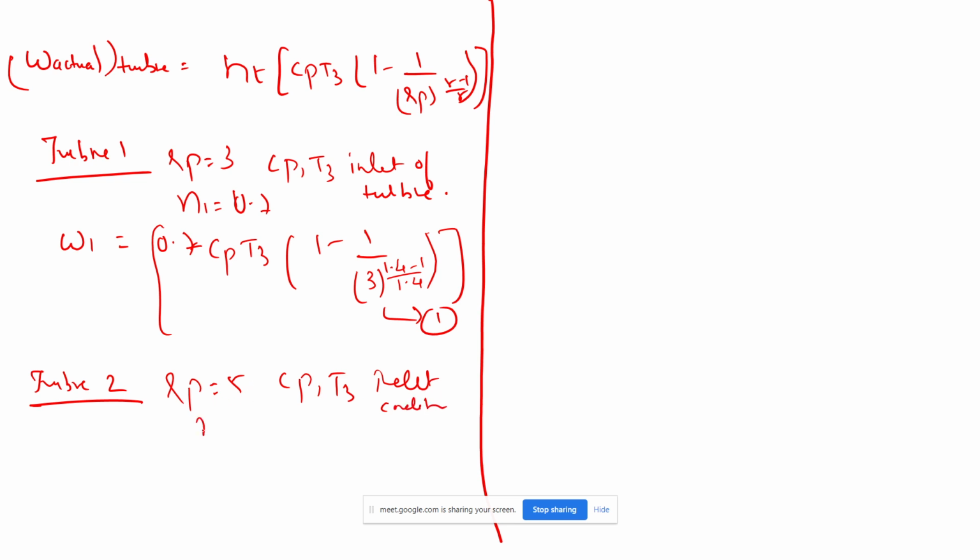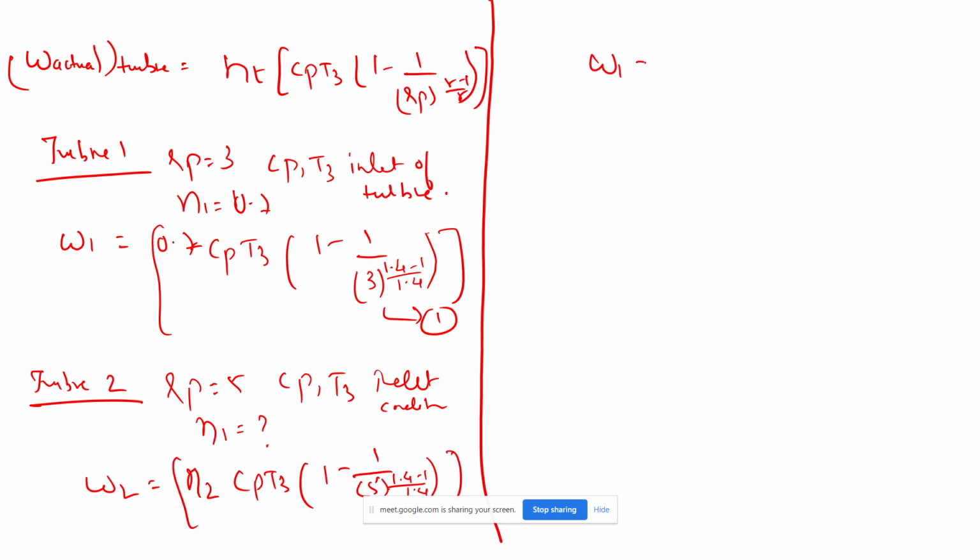Okay, and here gamma we have to calculate. So we can write the actual work done by turbine 2 is equal to eta 2 into Cp into T3 into 1 minus 1 upon 5 to the power 1.4 minus 1 upon 1.4. Now, it is given that the actual work done by turbine 1 and turbine 2 is the same, so we can equate equation 1 and equation 2 directly.